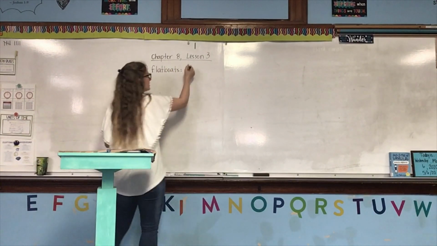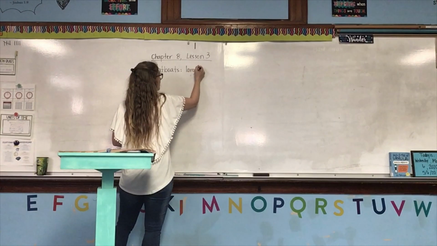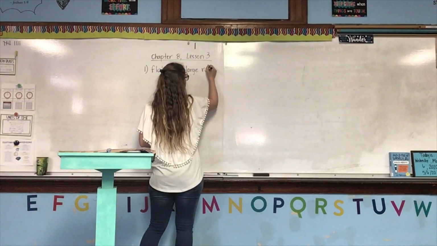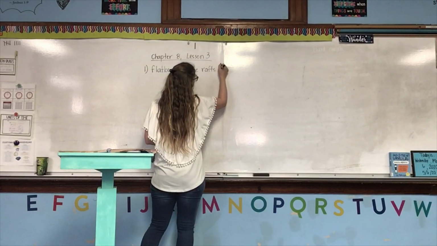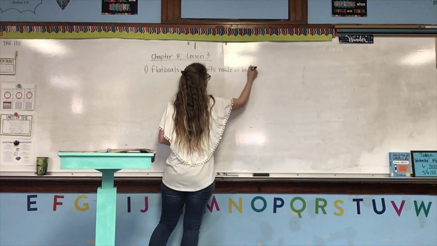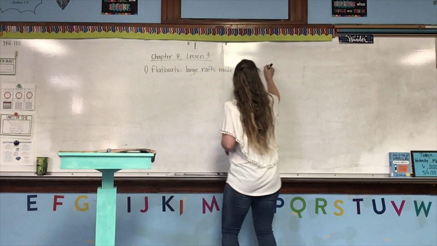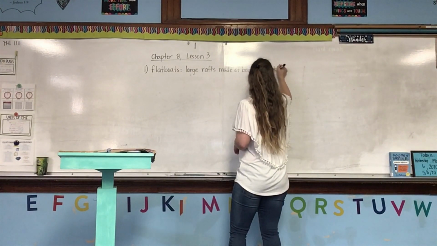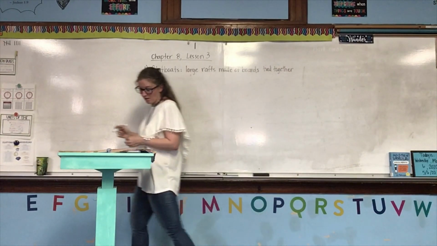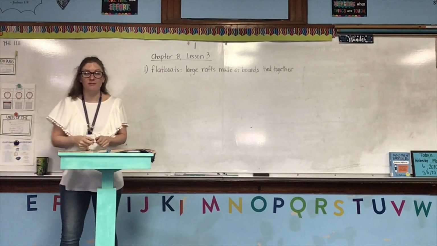And flatboats are large rafts made of boards tied together. So they're called flatboats because they are very flat.